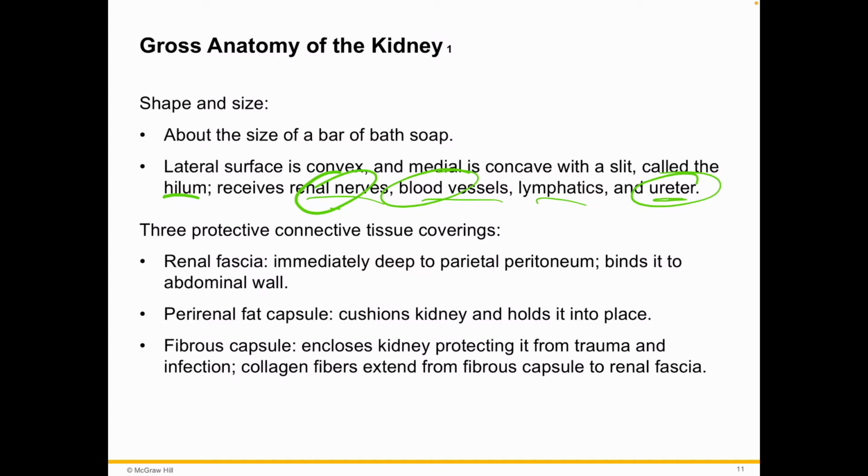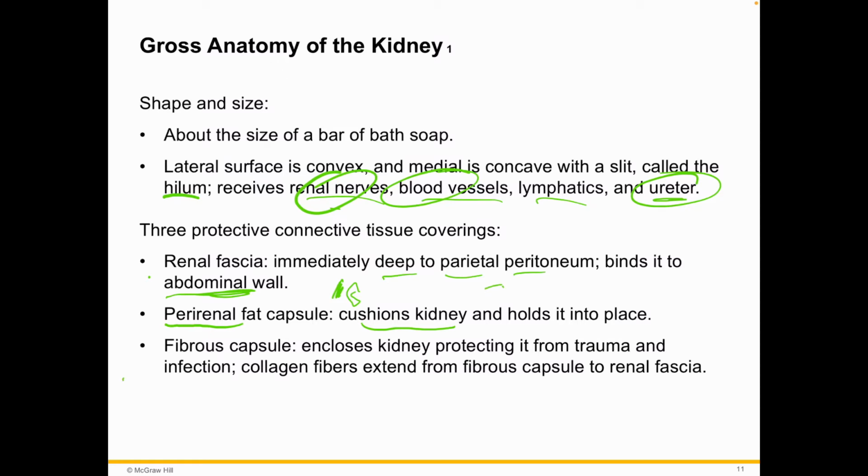Three protective connective tissue coverings. The renal fascia is deep to the parietal peritoneum, and it actually holds on to the abdominal wall. It kind of duct tapes itself on there. And the perirenal fat capsule, theoretically, cushions the kidney, protects it, and helps hold it in place, but it's also possibly a quick supply of energy in an emergency situation, like starvation conditions, theoretically.